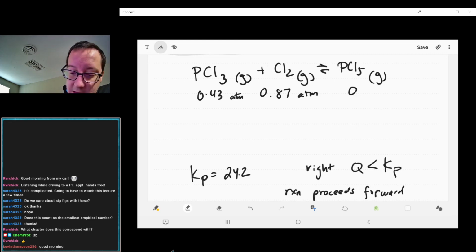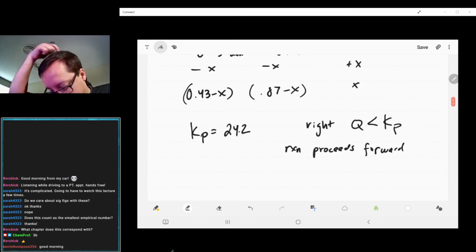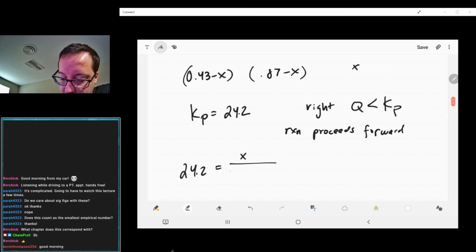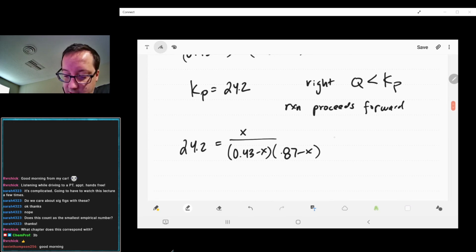So that means that we're going to be using up reactants, throwing in some products, plus 2x. There we go: 0.43 minus x, 0.87 minus x, and of course x. So for this, we'll get 24.2 equals x over (0.43 minus x)(0.87 minus x). Doing this stuff, do we really want to do it? I'll just give us the answers here.